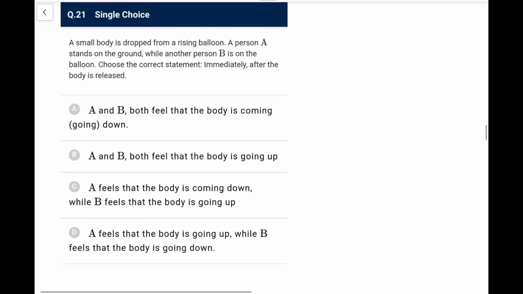Next. A small body is dropped from a rising balloon. A person A stands on the ground while a person B is on the balloon. Choose the correct statement immediately after the body is released. Okay, so it's a relative one. The balloon was rising, so it was going up with some velocity VB. This is the person in the balloon, and you have dropped the body. Dropped means the body's initial velocity, it will carry the inertia. Because of inertia, it carries the velocity history. So in the ground frame, for the ground person, it will first go up and then it will go down.